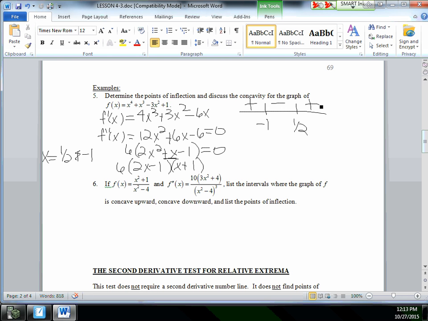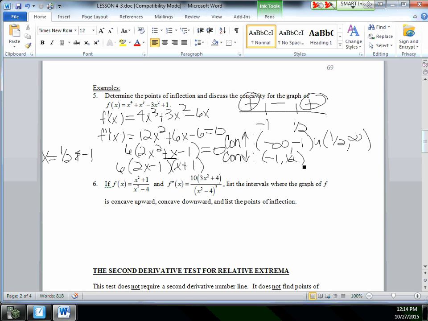So now, talk about your concavity. We know we're concave up wherever we're positive. So from negative infinity to negative 1, and from 1/2 to infinity. We're concave down on the interval from negative 1 to 1/2.